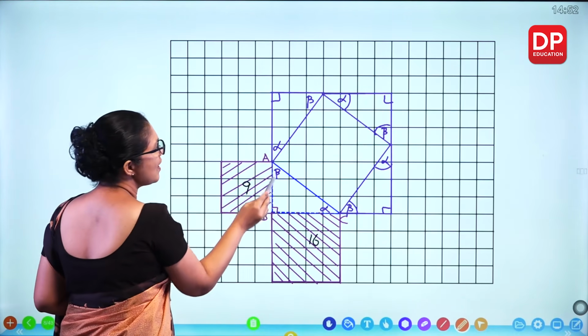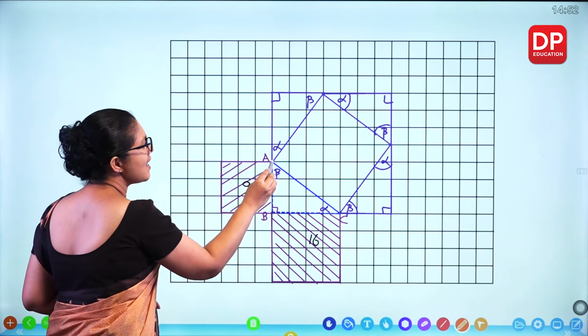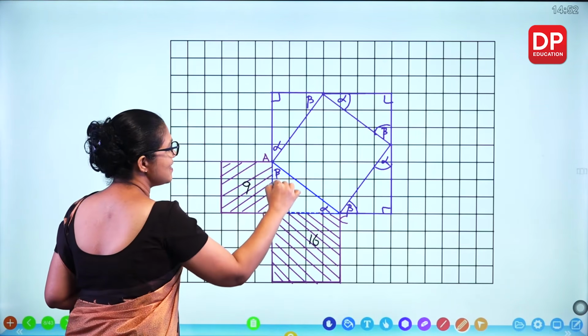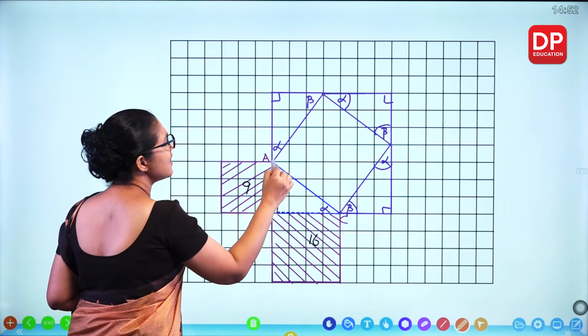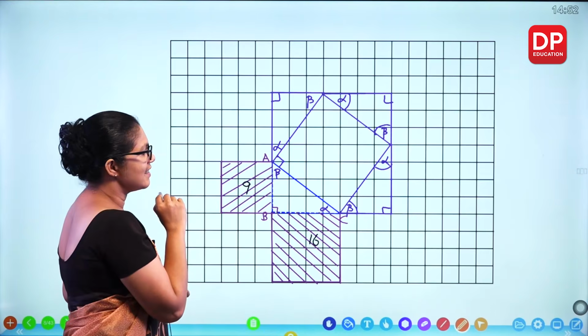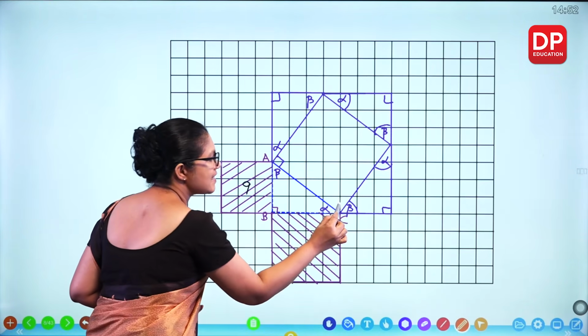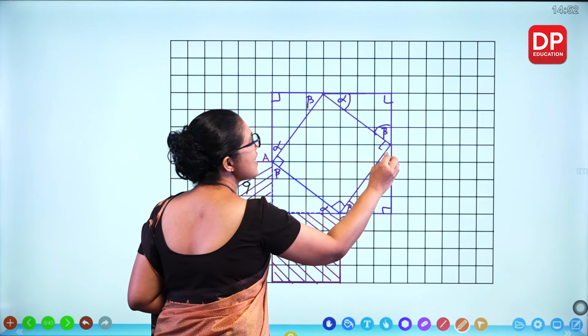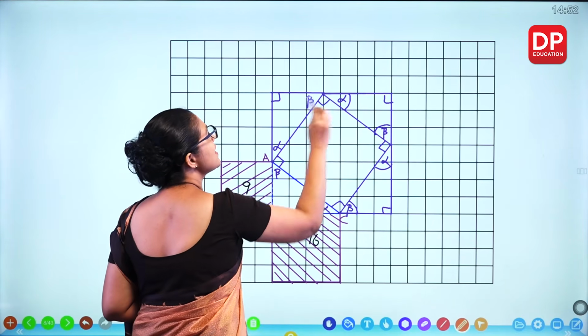Now look at this one. Alpha beta is there on this point. So what should be this angle? This is a straight angle. This should be 90 degrees. Here alpha beta is there, so this should be 90 degrees. Alpha beta is there. This is 90 degrees.